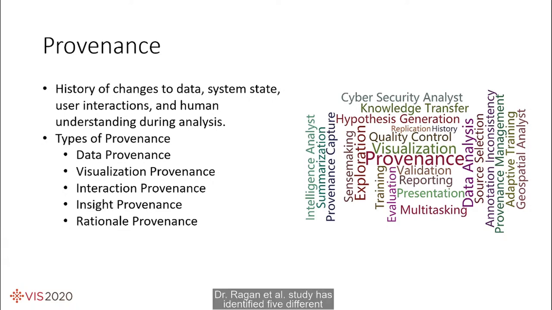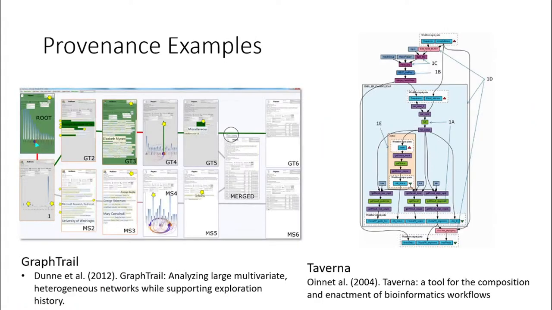Dr. Ragan et al.'s study has identified five different types of provenance, each of which has its own significant impact on one or more analytic tasks. The provenance types are data provenance, visualization provenance, interaction provenance, insight provenance, and rationale provenance. The first three focus on the data and visualization aspect, and the last two focus on the cognitive aspect of analysis. Most of these provenance-based studies were mainly focused on understanding provenance from a task perspective, that is, how provenance is useful for the tasks to be done effectively.